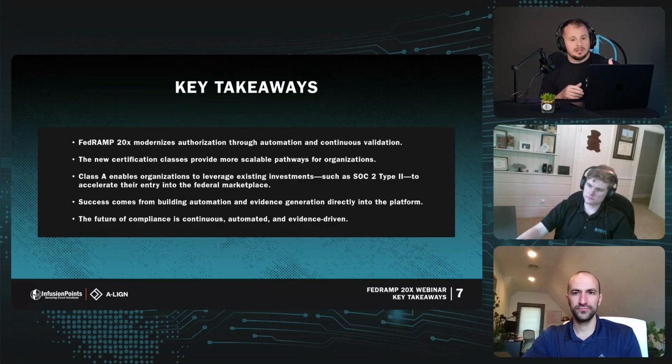So leverage that investment that maybe you've already made in a SOC 2 Type 2, GovRAMP, or even just that FedRAMP Ready status. And then the success is really going to come, once you get that Class A, from starting to gear your mindset towards building in automation around the environment. Something that can automatically generate the evidence for you, but then continuously prove that, continuously show that, as that's going to be a requirement of 20X.